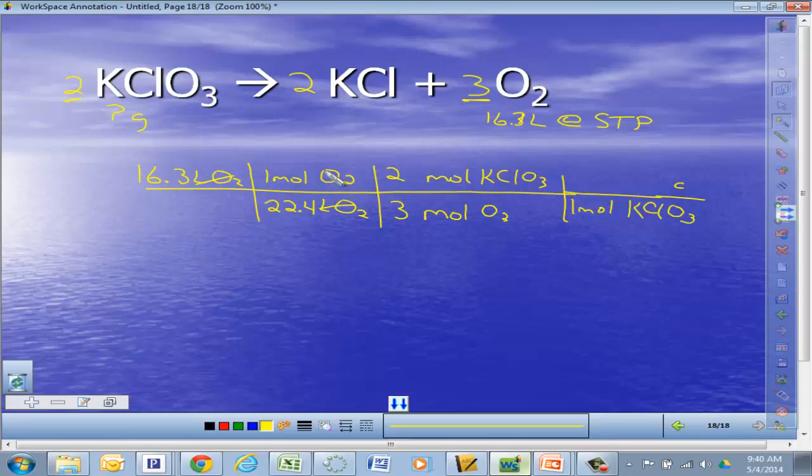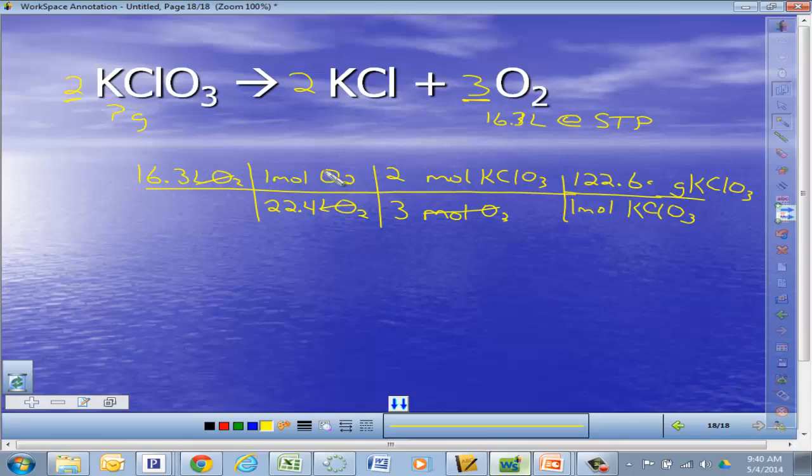Because the question said grams or mass, I have to use the grams. Got to take a little extra step here. Got to look that up on the periodic table. When I look all of that up on the periodic table, I'll get about 122.6 grams of KClO3.